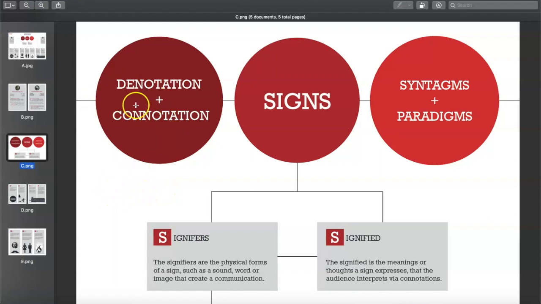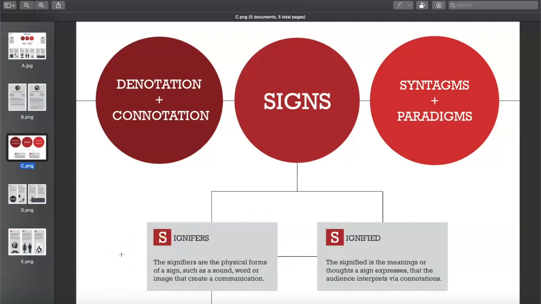Now let's take a look at what those basic tools are. So there's denotation and connotation, which we'll get to in a minute. There are the signs, which we'll get to right now. And then syntagms and paradigms. I'm probably pronouncing syntagms wrong. I always mess it up. So let's talk about signifiers and signified again, because we've already gone over it with our example of the exit sign and a trash can. But just a clarifier, right?